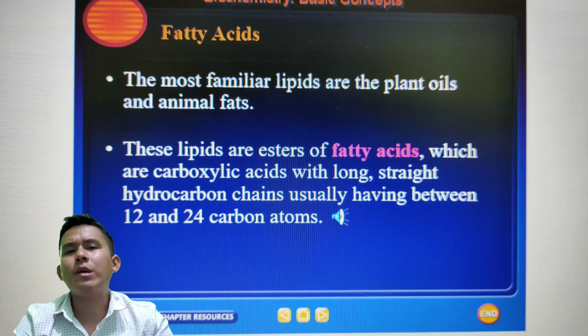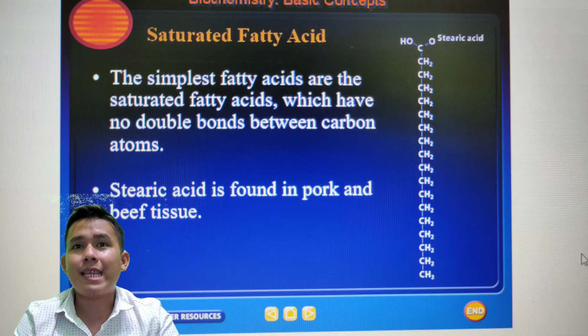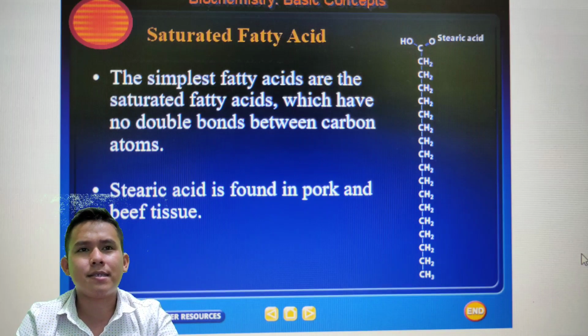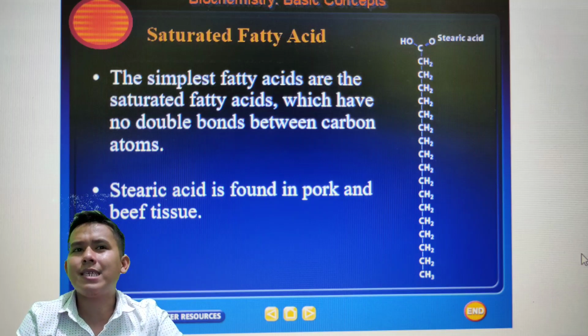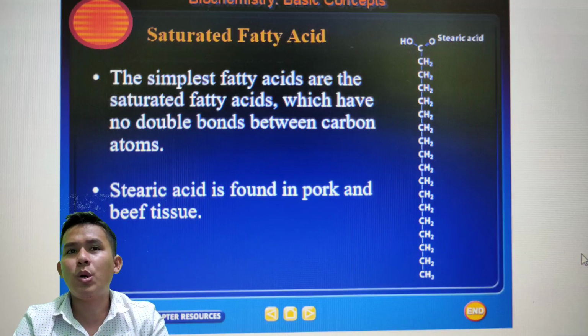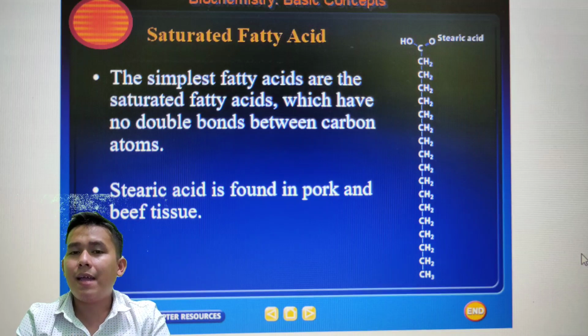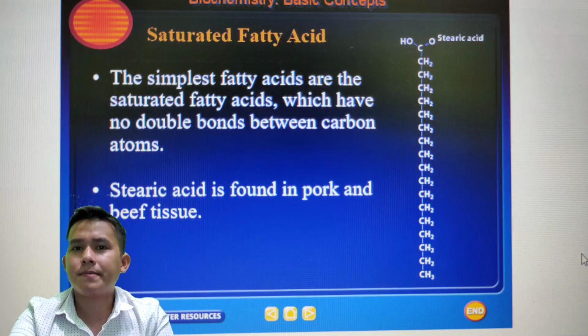We have here now the illustration of a saturated fatty acid. This is stearic acid. The simplest fatty acids are the saturated fatty acids, which have no double bonds between carbon atoms. Stearic acid is found in pork and beef tissue.